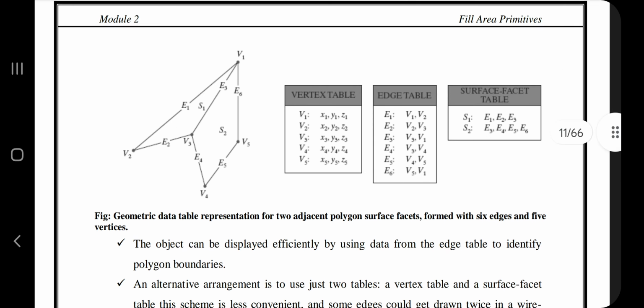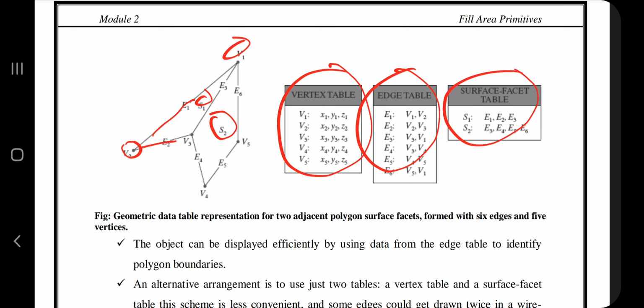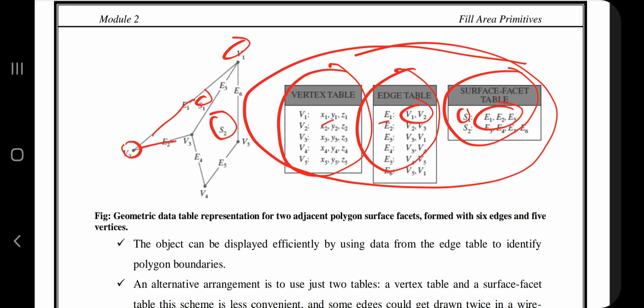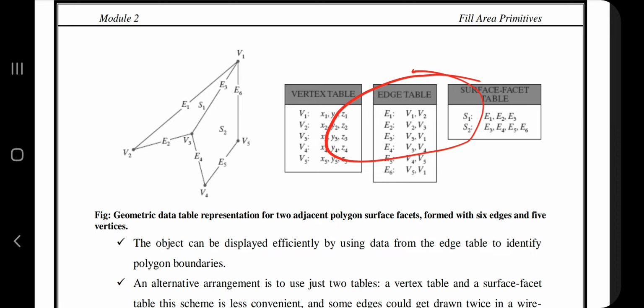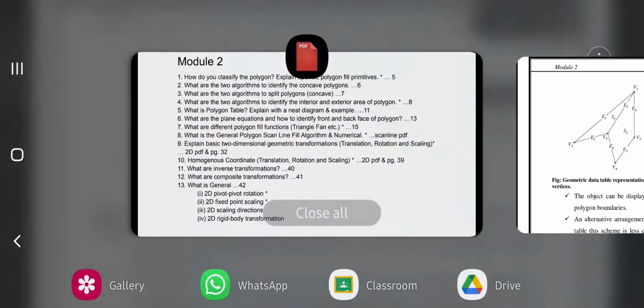Okay. So basically, if you have this diagram here, as you can see, E is the edges, V is the vertex values, and S is the surface area. So this is the vertex table, this is the edge table, and this is the surface table. In this, the information you can find is the vertex values, the XYZ values, which two vertices form an edge, and which edges form the surface. This is known as the polygon table. You just have to write this and explain each table with a relevant diagram on top of it. Okay, that's all there is in the polygon table.